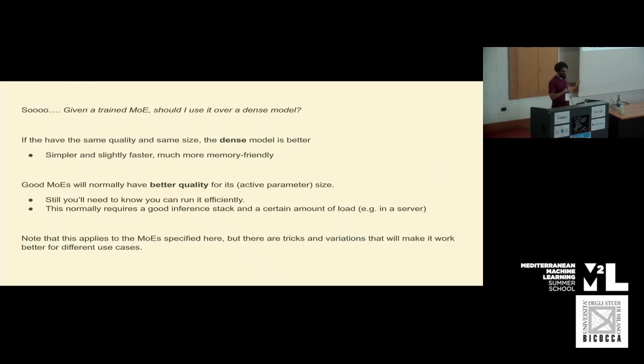So coming back to the question, given a trained MOE, should you use it over a dense model? If the dense model has the same quality as the MOE for the same size, the dense model is better. So just use the dense model because it's simpler, it's slightly faster, and it's going to be more memory friendly. But it happens that good MOEs tend to have a better quality for their active parameter count. And then you need to know if you can run it efficiently. It normally requires a good inference stack and a certain amount of load, so normally run it on a centralized service. But there are some cases, for example, if you want to batch process a massive data set, where MOEs are a good option. And note that this applies to MOEs as specified here, but there are some tricks that you can use to make it better for certain use cases. But I think this is a good place to start.